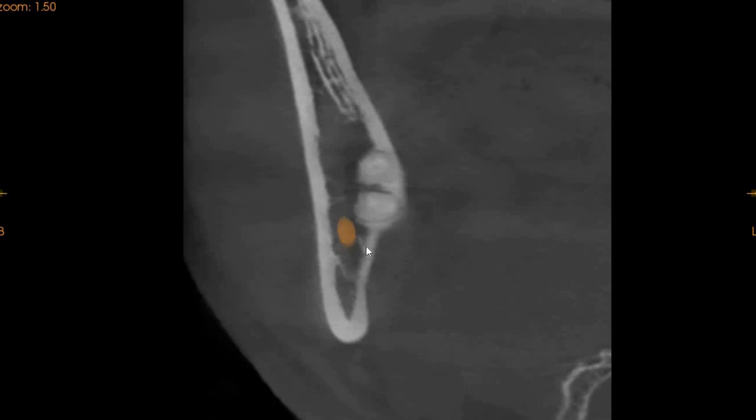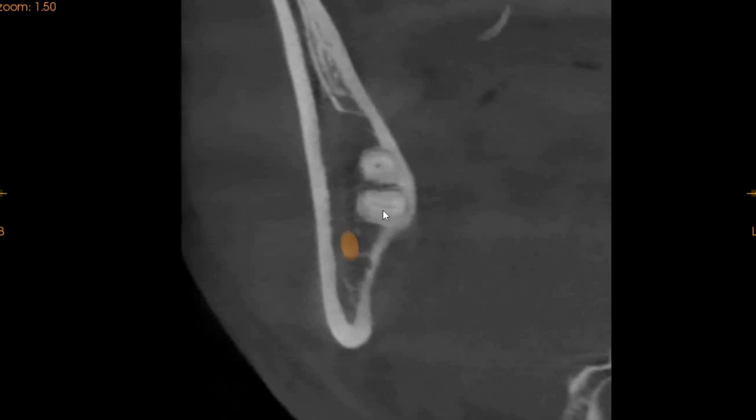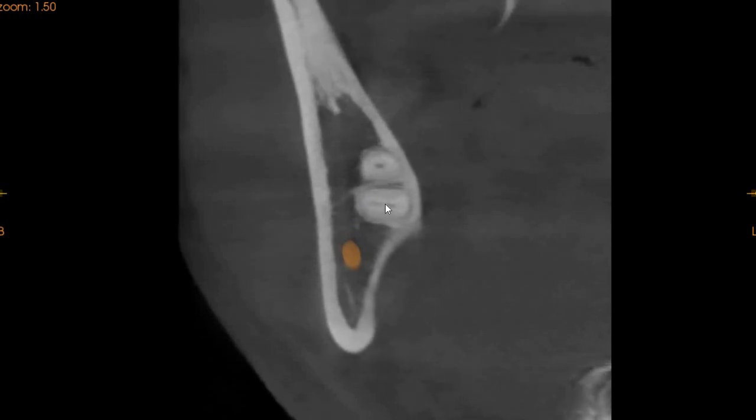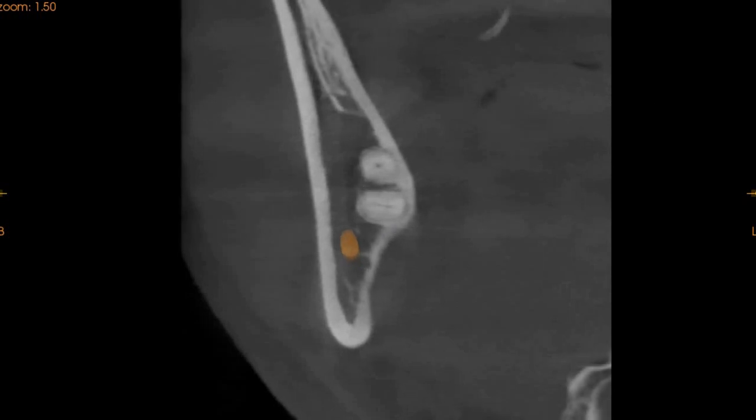The inferior alveolar canal does not show any depressions. That means that the root apex is not in direct contact with the canal or with the nerve. So it is quite safe to perform this surgery, but however, caution needs to be taken.